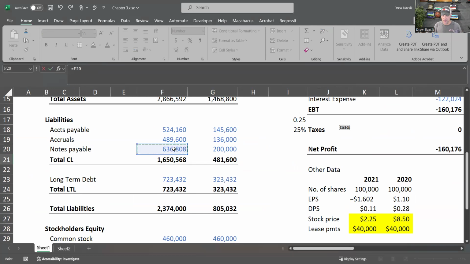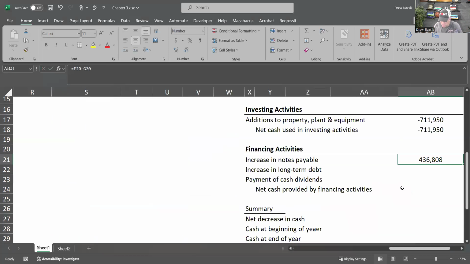If it goes up, cash goes up. That makes sense. If I take out a $100,000 loan today, I go in debt. I have more cash today. I have that loan. If I take less debt, my debt goes down. I'm using cash to pay it off. My cash goes down. So I'm finding out the change of notes payable. It went up by 436,000. That's more cash today.